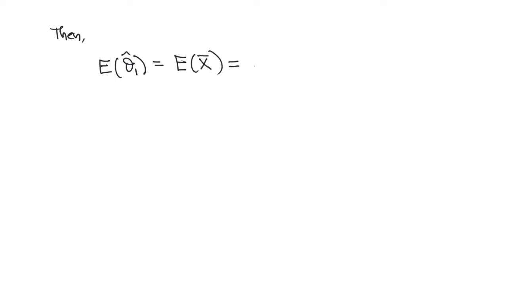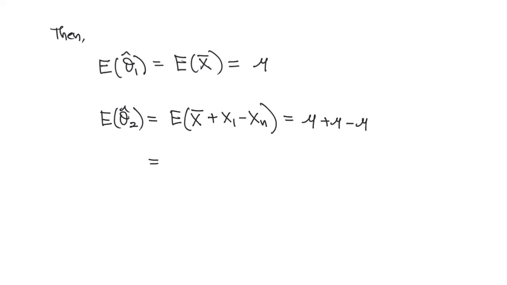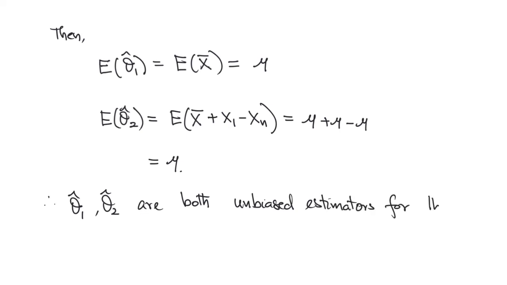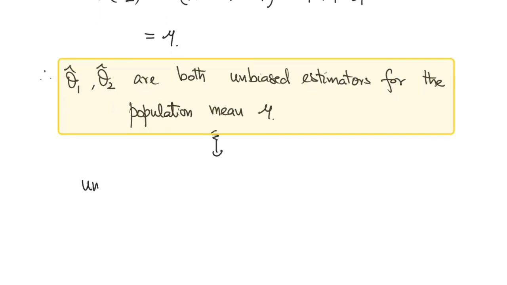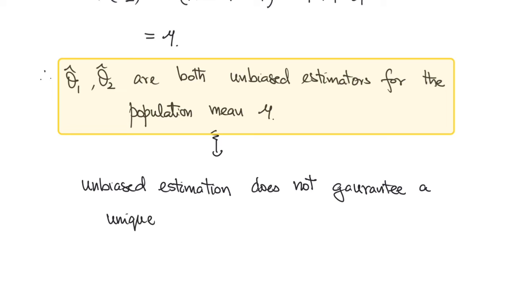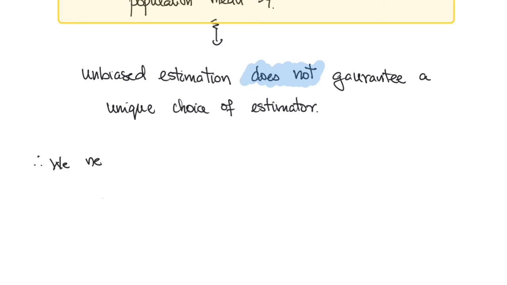Notice that the expected value of theta 1 hat equals mu, and the expected value of theta 2 hat also equals mu. We can conclude that theta 1 hat and theta 2 hat are both unbiased estimators for the population mean mu. This is a case where we do not have a unique unbiased estimator for our population parameter of interest, and as a result, we arrive at a situation where the principle of unbiased estimation does not guarantee a unique choice of estimator.